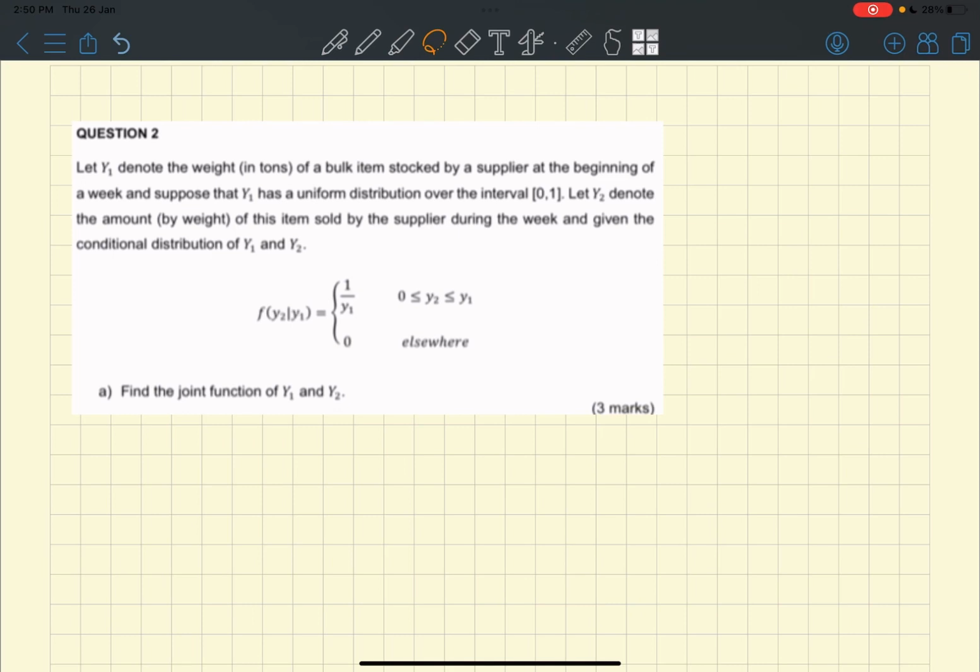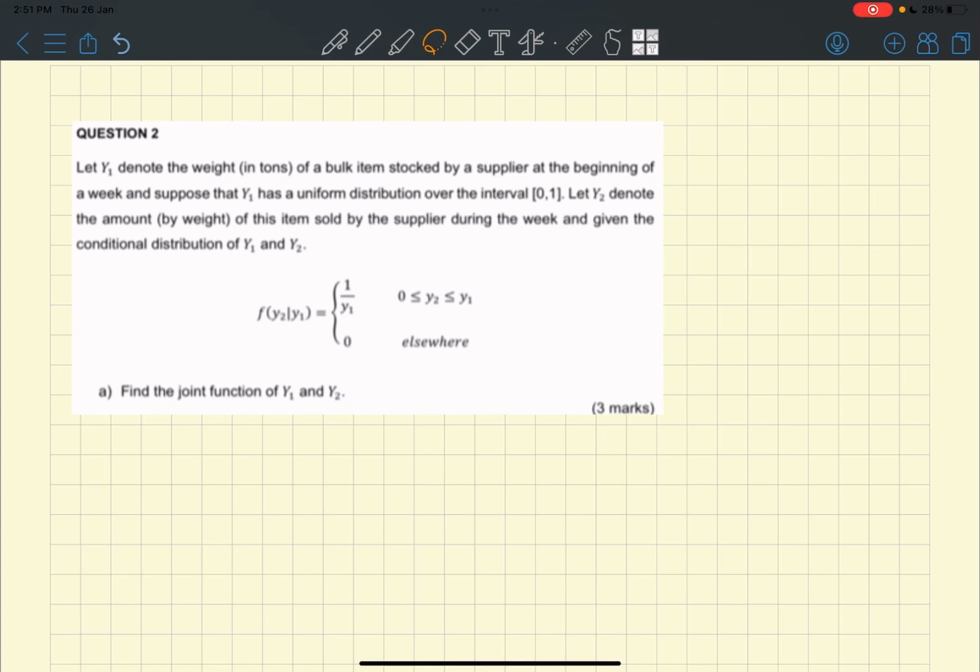Okay, now for question 2. So we will start question 2 by reading the question. So let Y1 denote the weight in tons of the bulk item stocked by the supplier at the beginning of the week, and suppose Y1 has a uniform distribution over the interval 0 to 1. Let Y2 denote the amount by weight of the item sold by the supplier during the week, and given the conditional distribution of Y1 and Y2. And then the question is to find the joint function of Y1 and Y2.